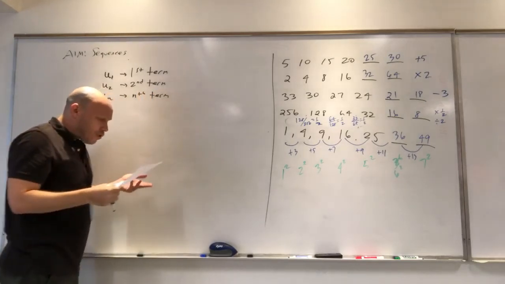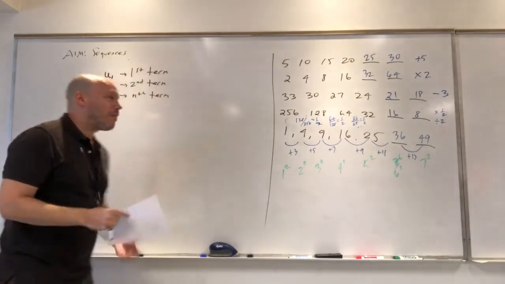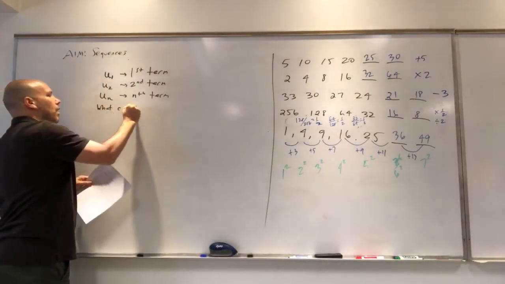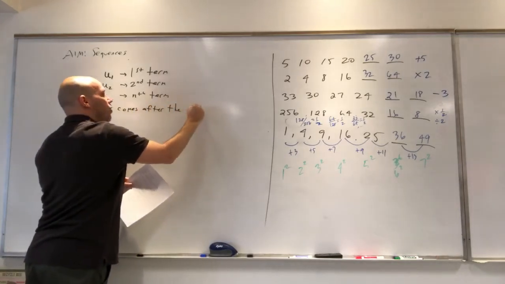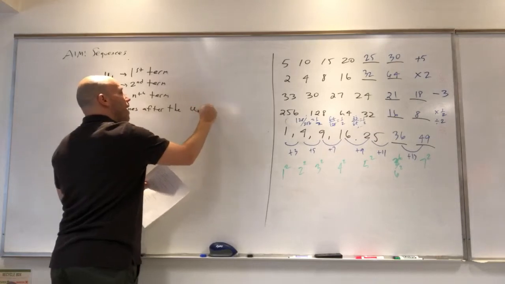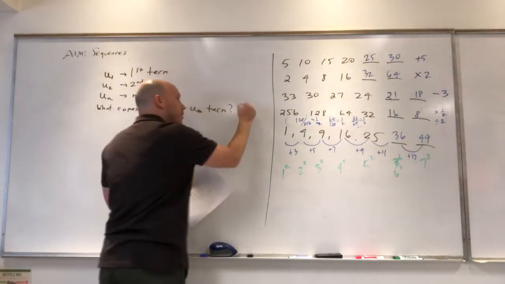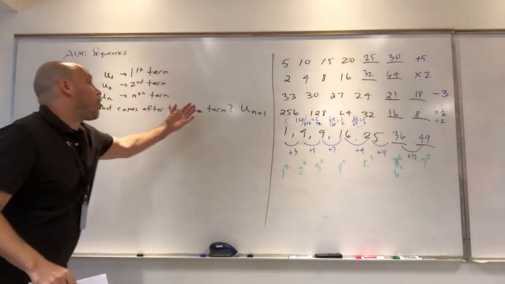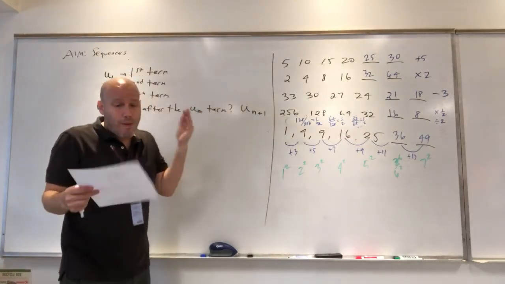And so when I ask you, what do you think comes after the U of n term? Any suggestions? Well, the answer is U of n plus 1. If the term is U6, the next term is U7, U of 6 plus 1. That's it.